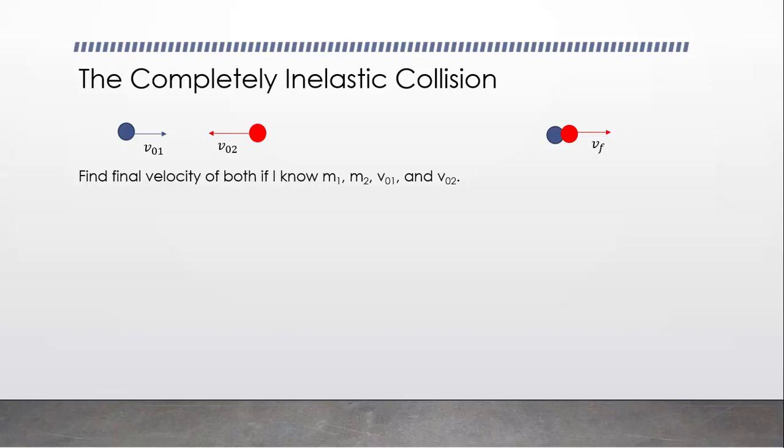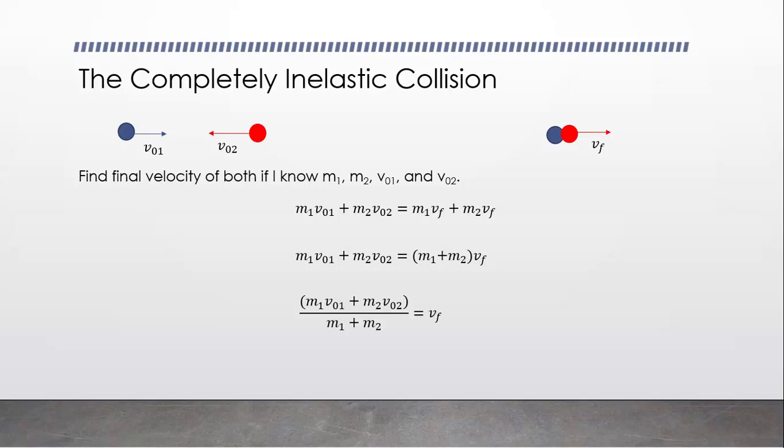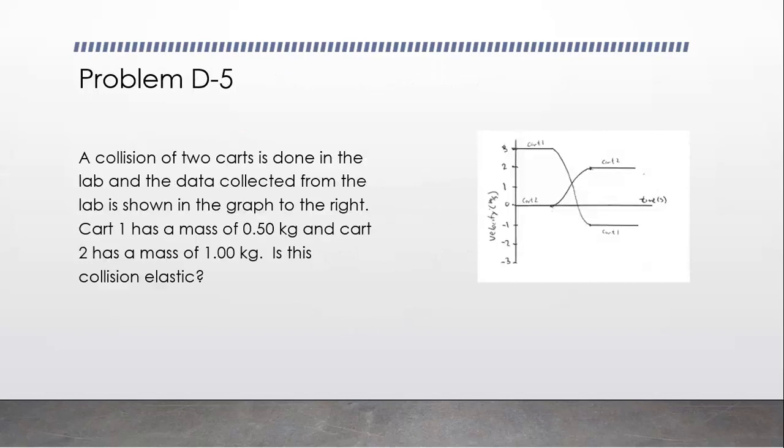This one is actually easier to derive because v final is the same. So if v final is the same, we can solve for v final by combining like terms on the right hand side and dividing it out. The v final is related to the initial momentums of both of the two systems added together divided by the mass of the entire system. So let's look at a collision problem.